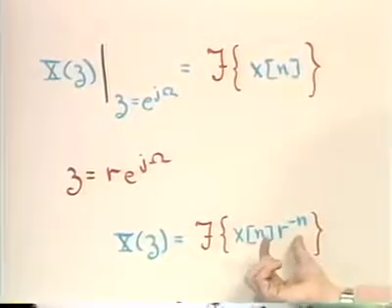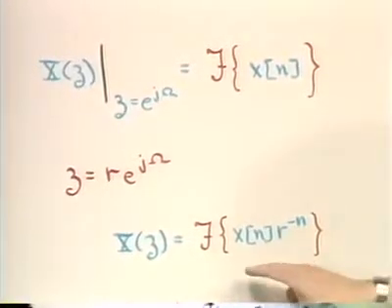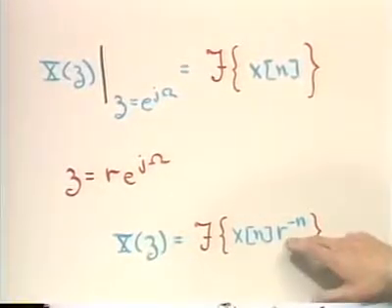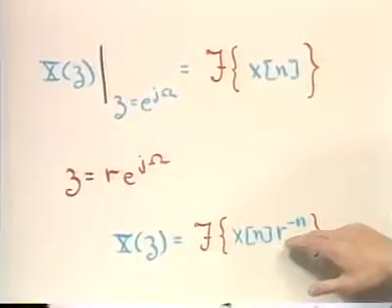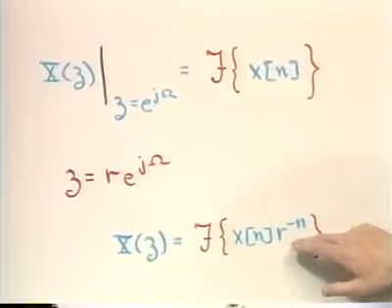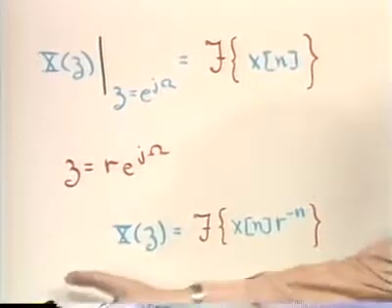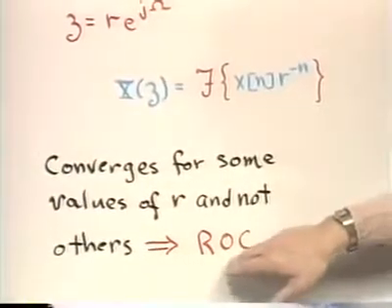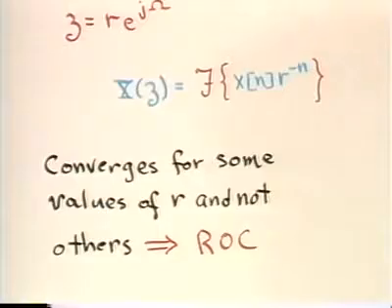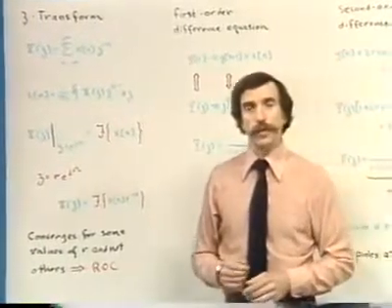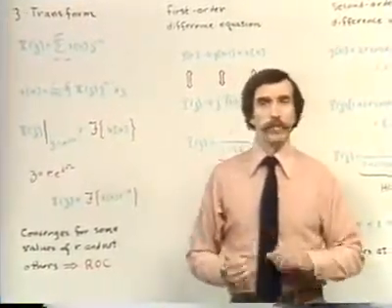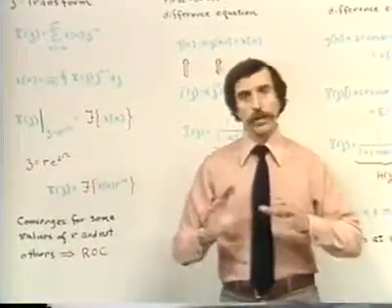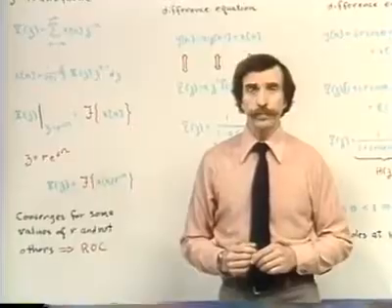And because of the exponential weighting, the Z-transform converges for some values of r corresponding to some exponential weighting, and perhaps not for others. And that led to a notion which corresponded to the region of convergence associated with the Z-transform. And we talked some about properties of the region of convergence, particularly in relation to the pole zero pattern.